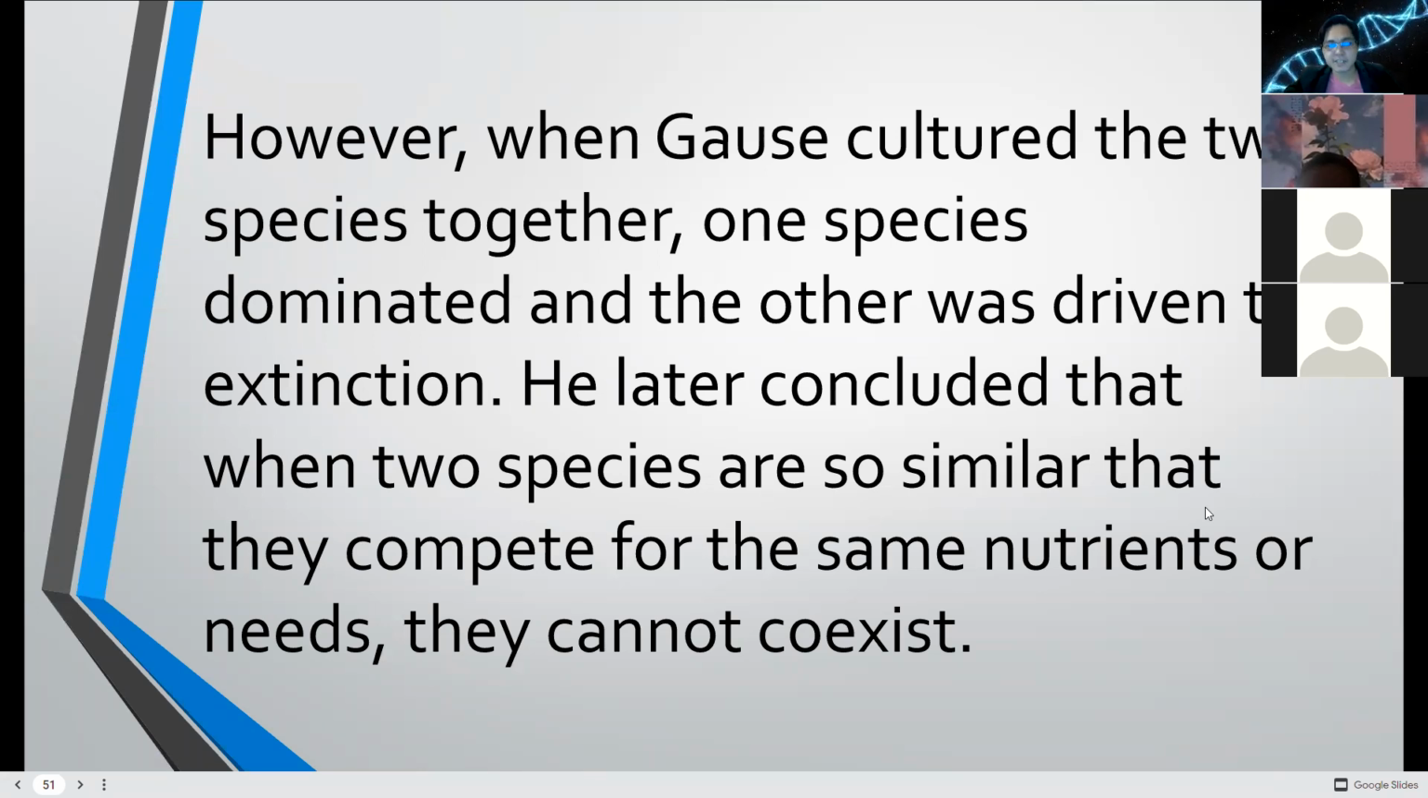They cannot coexist. This is now interspecific competition. They compete for the same food. So the tendency is that one organism will eventually grow, and the other will eventually go extinct in the process because of competition.